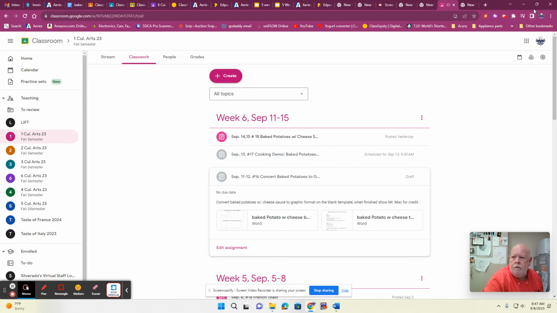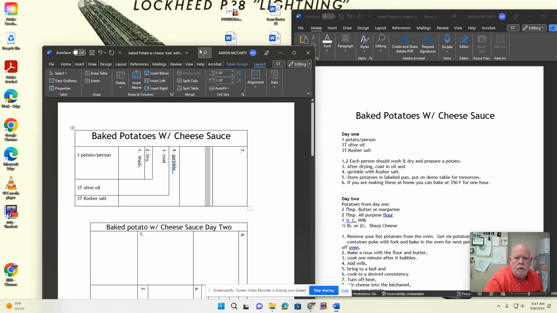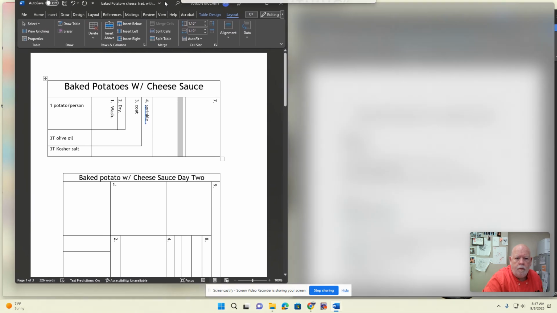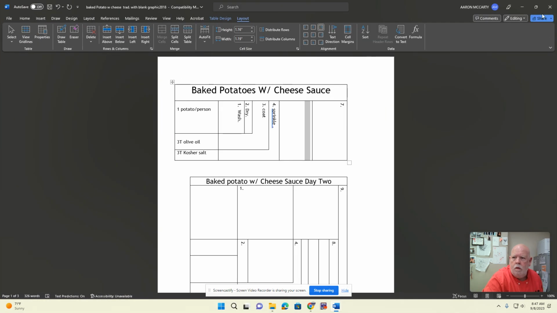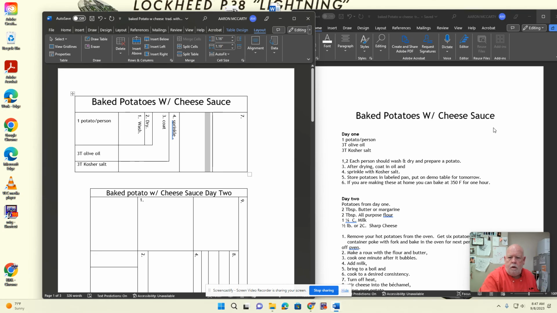Okay, I think we can salvage this. Okay, come on. There we go. This is actually the recipe I've given you, so it should not be very difficult. So we have our wash and dry there. 3, we're coating in oil. 4, we're sprinkling.